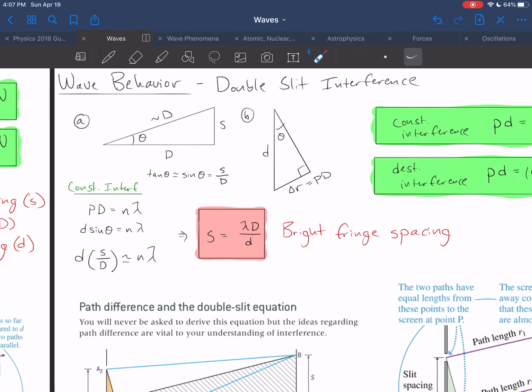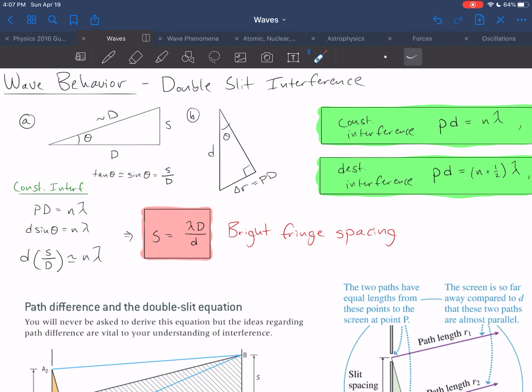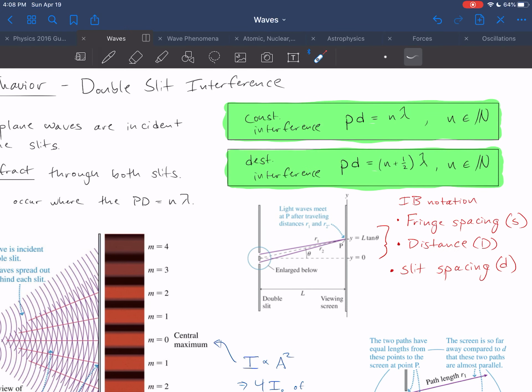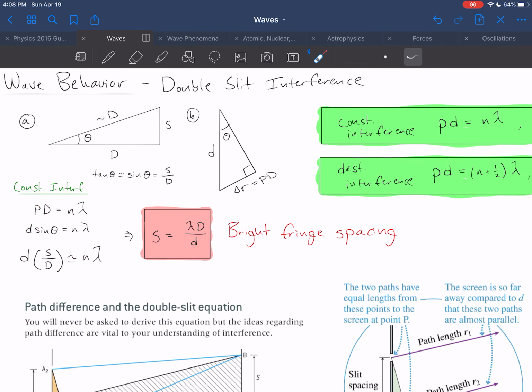Now, we're going to put all those things together. In our first triangle, diagram A, this is our diagram corresponding to this particular picture, except using the IB labels for the notation. The distance to the screen, from the slits to the screen, makes an angle theta to that first bright spot, shown by S. S, remember, is our fringe spacing. It's the distance between the bright fringes.